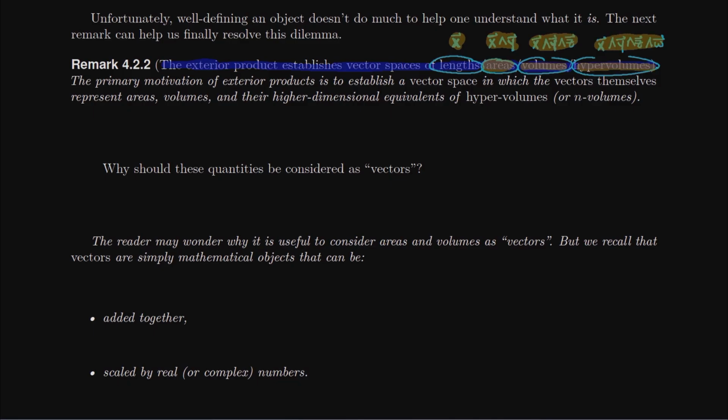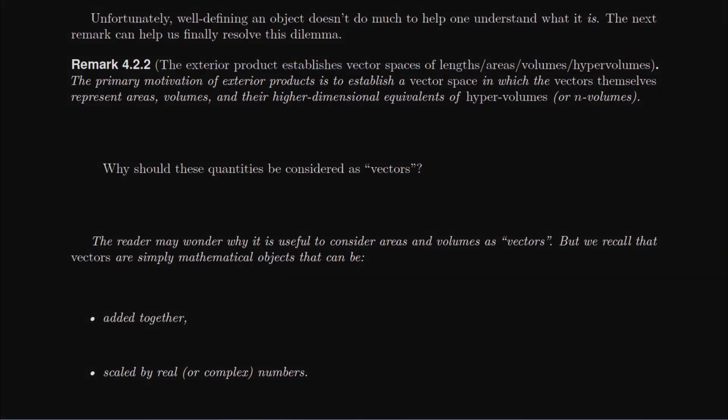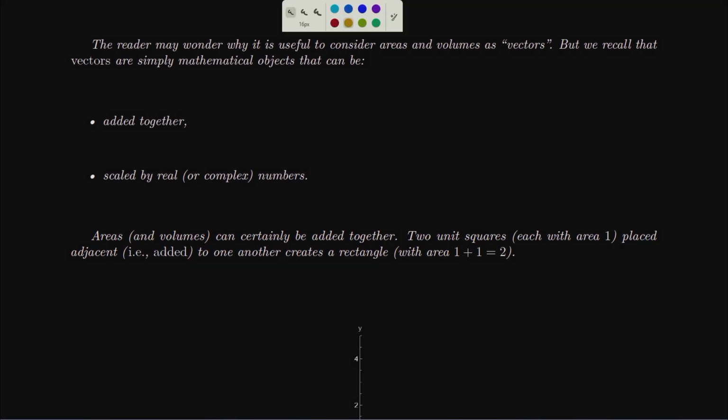Now, why should those quantities be considered vectors? It's actually not too hard to argue why. Let's recall what vectors have to be mathematically. Anything that's a mathematical vector is just an object that can be added to another vector, and scaled by real or complex numbers. So as long as areas can be added together, which we do all the time, adding integrals together to get areas, or scaled by real numbers, since you can pass scalars in and out of integrals, areas can be added together and scaled. That makes them vectors. It feels weird to think about them as vectors, but it does make them vectors. Same with volumes and so on.